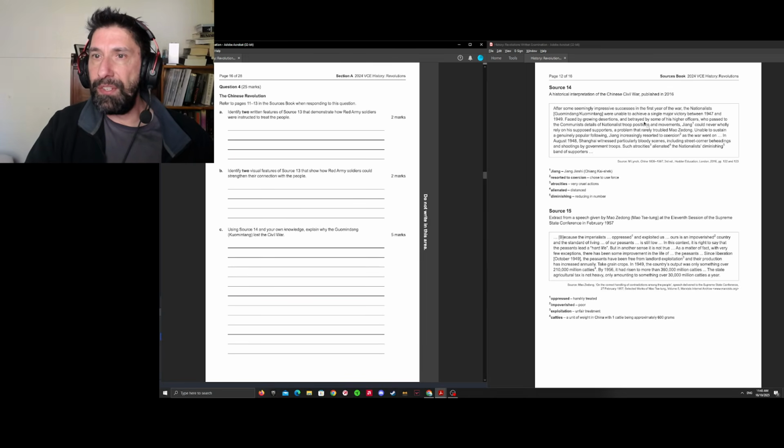"Faced by growing desertions and betrayed by some of his higher officers who passed to the Communists details of Nationalist troop positions and movements, Jiang Jieshi could never wholly rely on his supposed supporters, a problem that rarely troubled Mao Zedong. Unable to sustain a genuinely popular following, Jiang increasingly resorted to coercion." So lots of things you can refer to here. It's alluding to coercion, forced conscriptions, for example, of peasants.